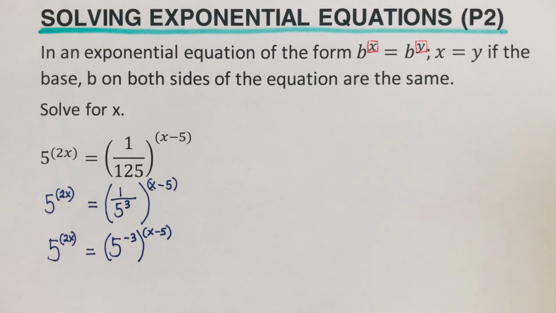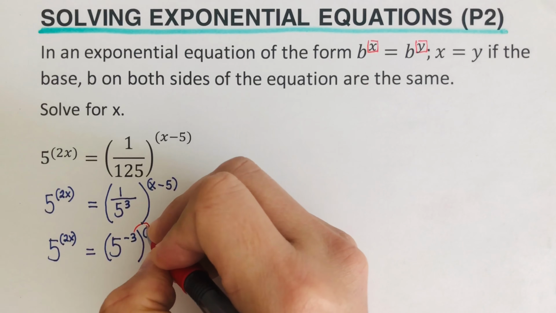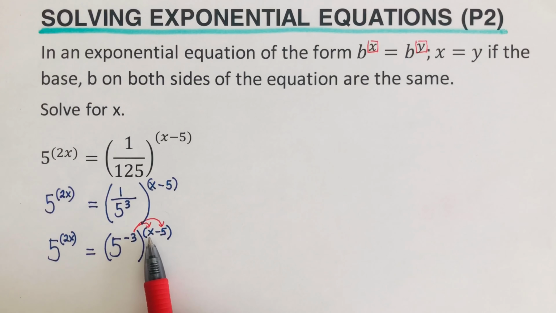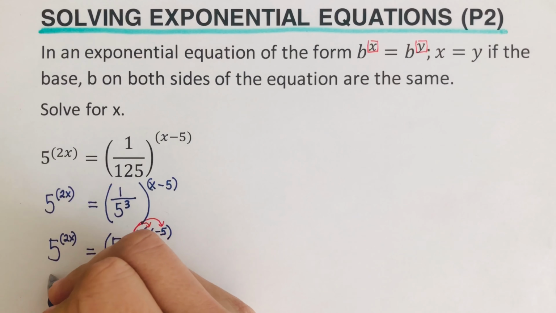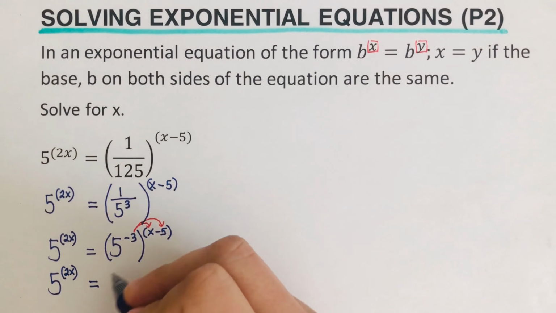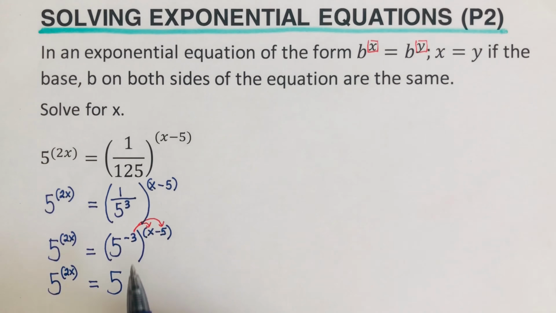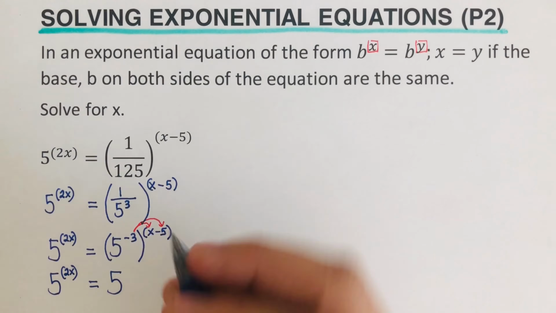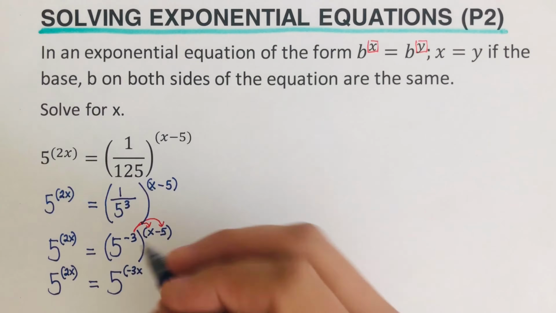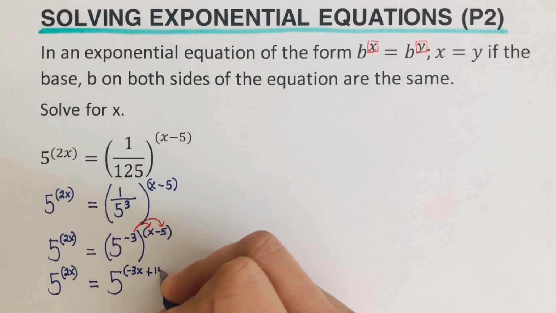Now, as you can see here, we can already distribute this exponent right here to each of the terms inside the parentheses. Again, be sure you don't miss this because others miss this part. They only distributed it to the first one. It has to be to both of them. So looking at this, we can come up with an equation as 5 to the power 2x is equal to 5 to the power negative 3 times x is negative 3x, and then negative 3 times negative 5 is a positive 15.